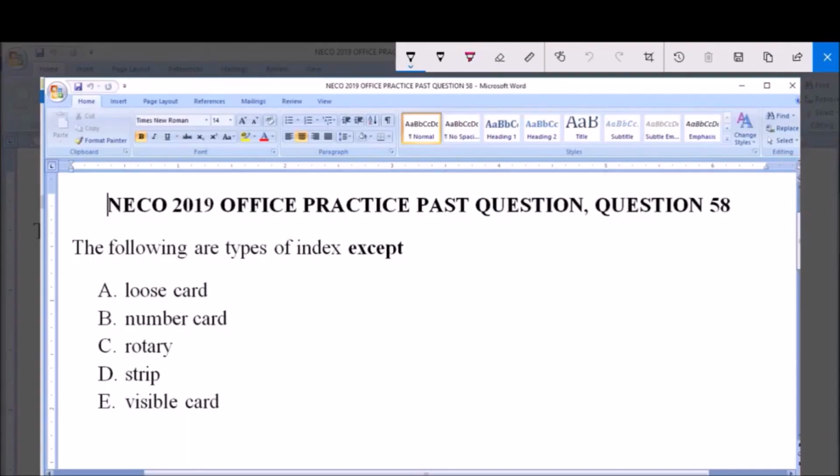Good day and welcome. I will be answering NECO 2019 Office Practice Past Question, question 58. The following are types of index except A. Loose card, B. Number card, C. Rotary, D. Strip, and E. Visible card.